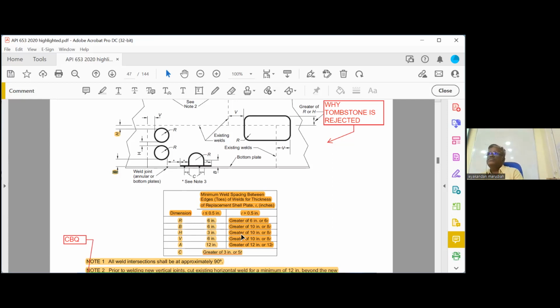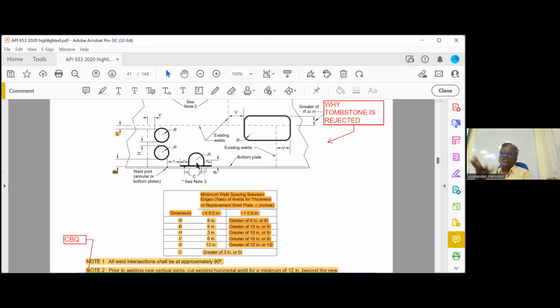There was a question asked, framed like this: during a bottom shell course replacement, a tombstone was replaced and the tombstone was rejected by the inspector. What is the reason for rejection? The answer was that the vertical weld of the tombstone is less than 3 inch from the annular plate butt weld. The C dimension was less, that's why they rejected it.